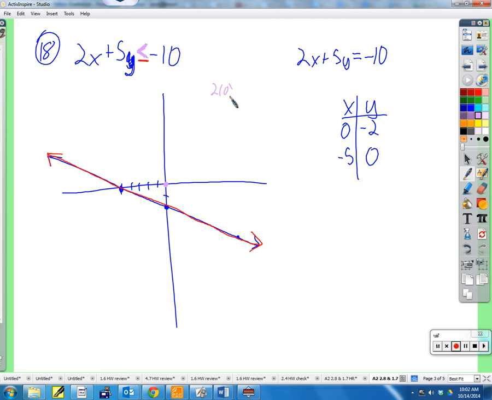2 times 0 plus 5 times 0. Is that less than or equal to negative 10? When we get 0 plus 0 is 0. Is this true or false? False. So it's not part of the points that we want. It must be down here.